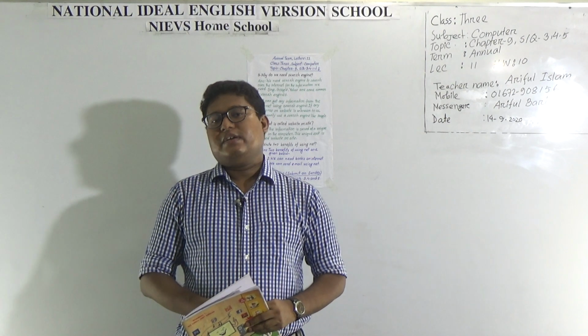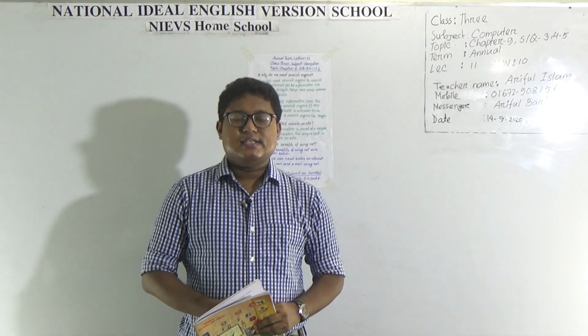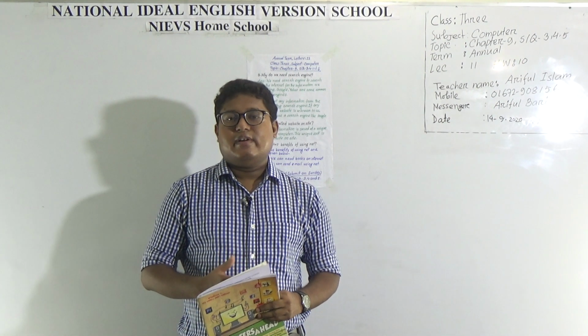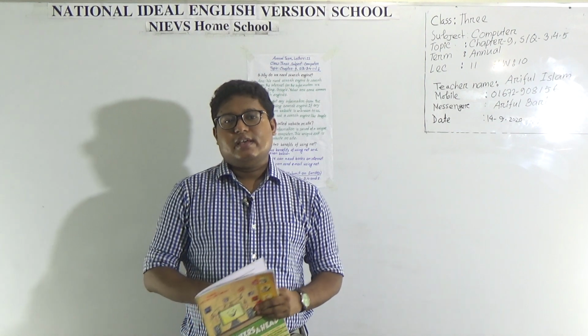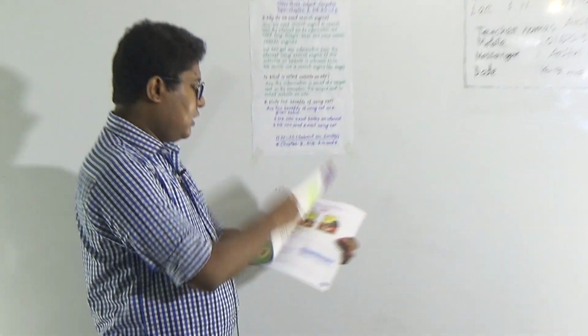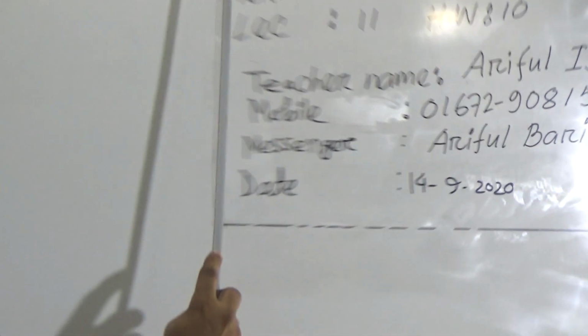Today I am going to take a computer class for class 3 students. Our today's topic is Chapter 9, Short Question 3, 4 and 5. So this is my last class of question answer. Open your computer's textbook and go to page number 60, chapter 9, page number 60, internet. So let's start the class.